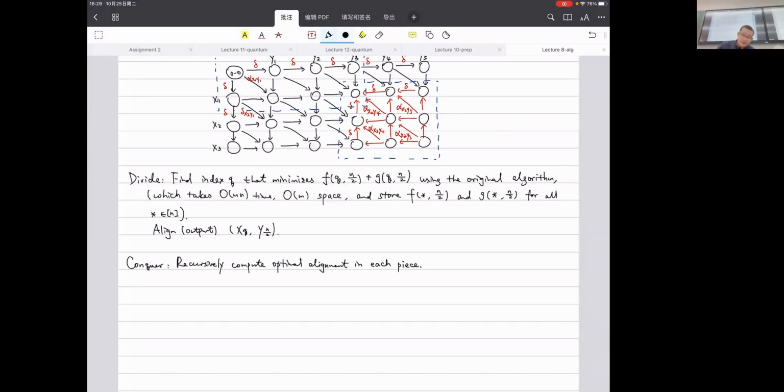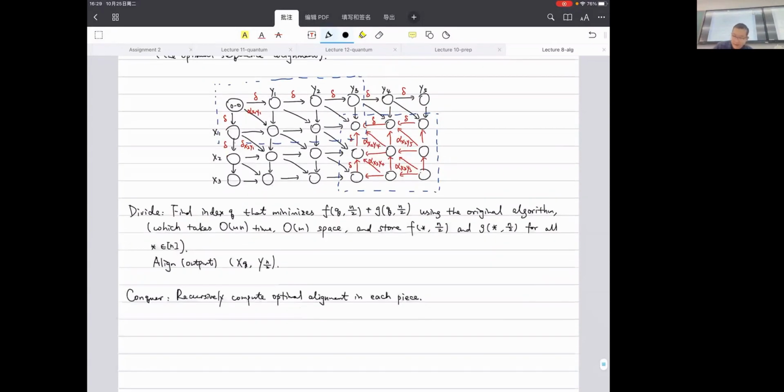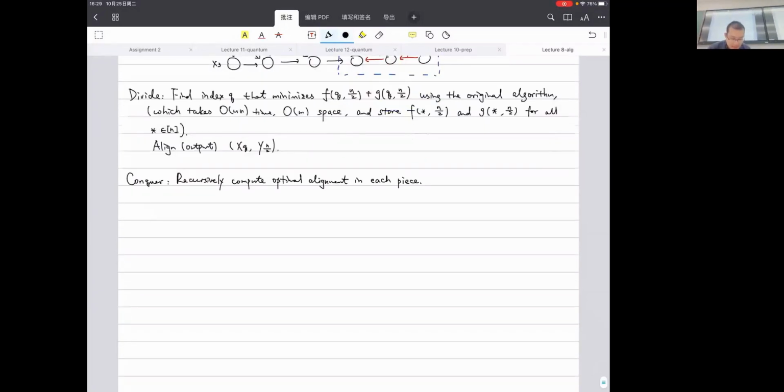So any questions about this? Basically this idea is based on divide and conquer. Next we are going to analyze the cost of this algorithm based on divide and conquer. But do you have any questions about the intuition of this? Okay, so let's then analyze the time and space complexity of this.